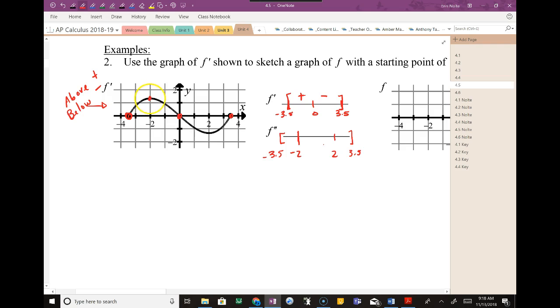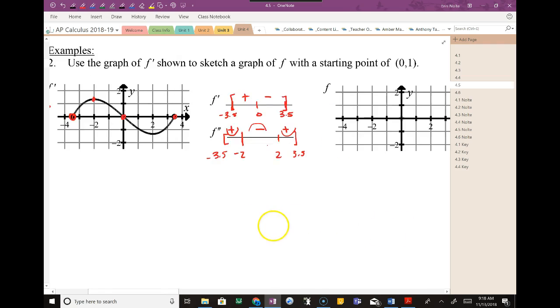If I'm looking at the slope to the left of negative 2, do I have a positive or a negative slope? A positive. Now if you look between negative 2 and positive 2, what kind of slope do you see? A negative slope. And what about to the right of 2? Positive. So now I can analyze the concavity of my original function. I'm going to start with a happy face, then a sad face, then a happy face.